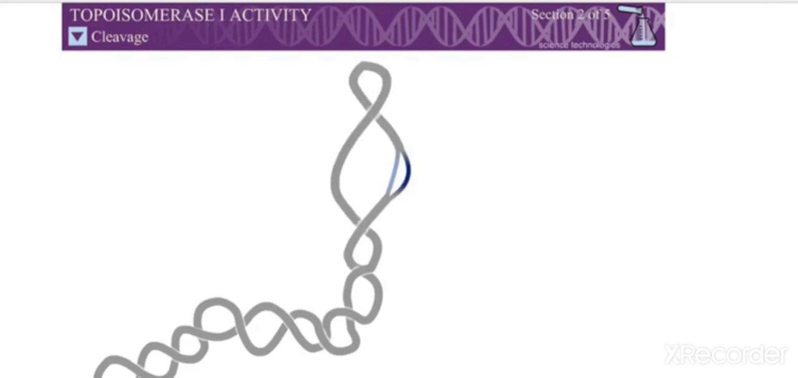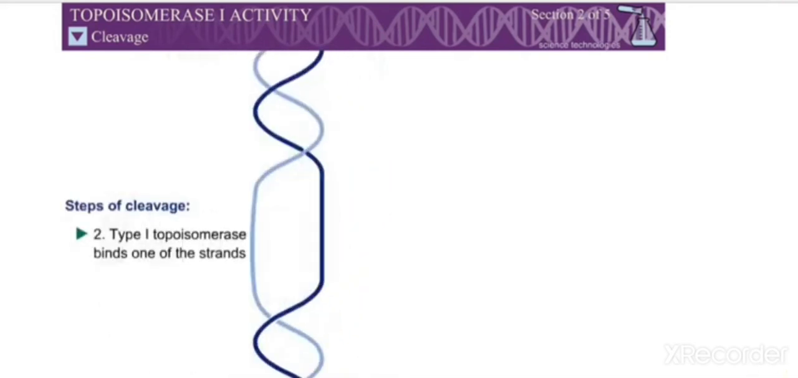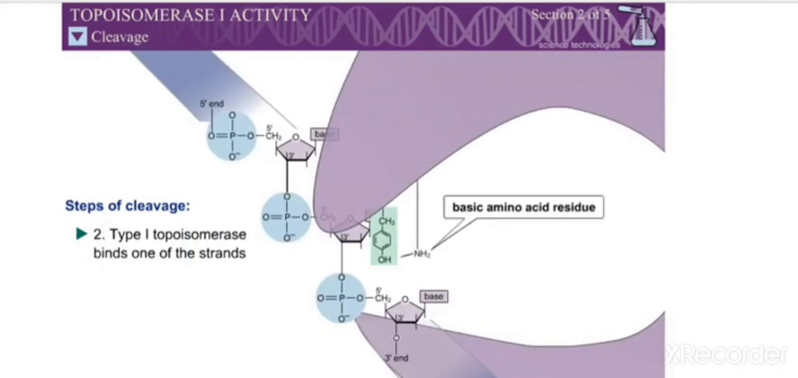These type 1 topoisomerases can only bind to segments of DNA in which the two strands are melted, that is, segments where the strands have separated. One of the DNA strands binds in a cleft in the type 1 topoisomerase, placing it near the active site tyrosine. The active site tyrosine becomes deprotonated, probably by a nearby basic amino acid residue. The result is a negatively charged oxyanion.